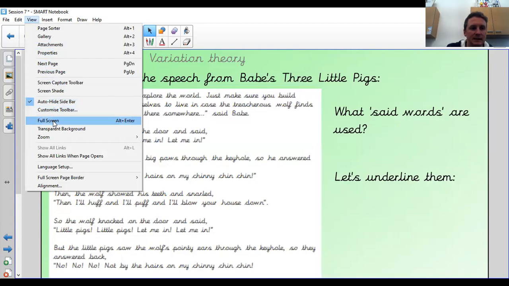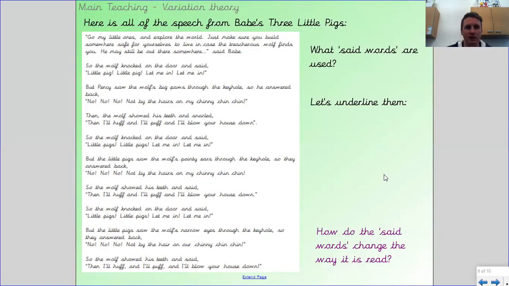Our activity is going to be on the next page. What I'm showing you now is all of the speech from my fairy tale of Babe's Three Little Pigs. What I would like you to do now is read it, first of all. Okay, it's only this little bit here. It's all of the speech, so all the parts of the story where characters are talking. So where the wolf, where Babe talks, where the Three Little Pigs talk. Okay, and I've just put them all together so it's easier. What I'd like you to do is, when you're reading it, stop at any words that mean the same as said. What said words are being used?